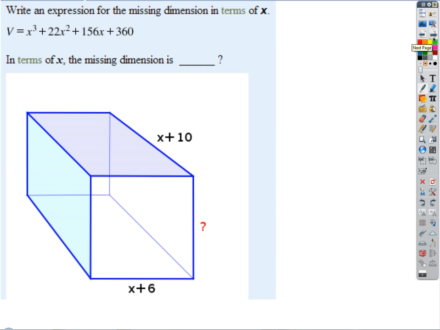So what about this guy now? This is a good one. I'm going to show you something tricky here. We're supposed to write an expression for the missing dimension in terms of x. Okay, so we have a rectangular prism here. How do you find the volume of a rectangular prism? Length times width times height. Good. Well, we know the width and we know the length, but we don't know the height, do we? Okay, so let's just call that h.